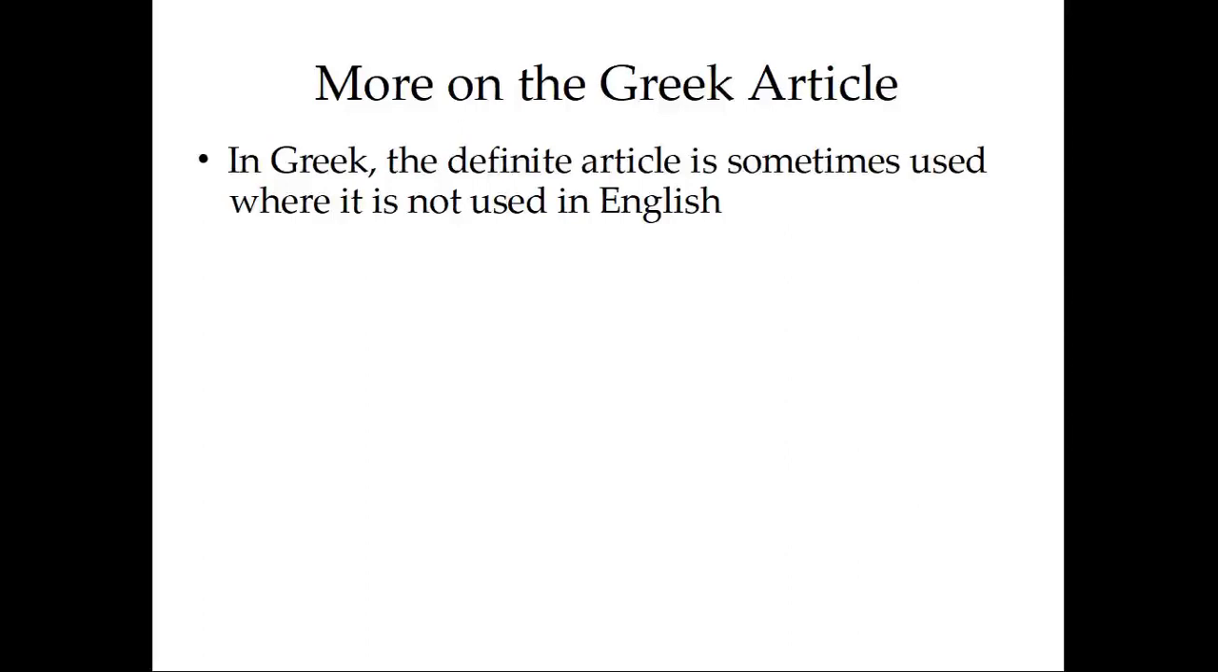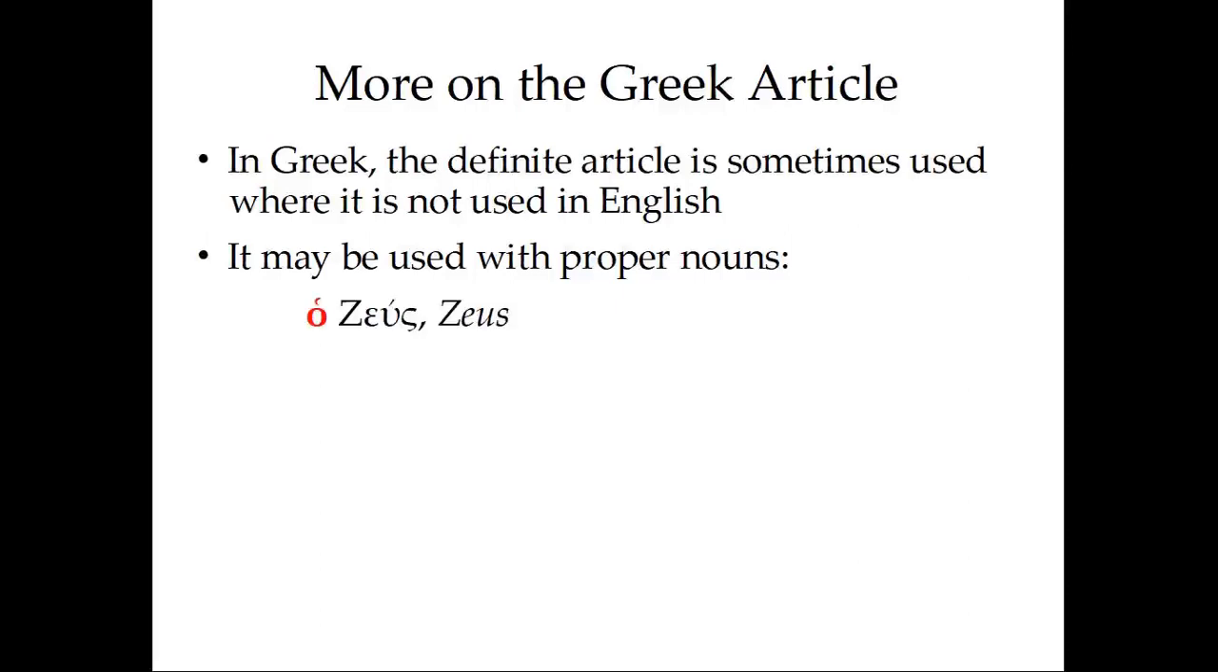More on the Greek article. In Greek, the definite article is sometimes used where it is not used in English. It's just used differently. It may be used with proper nouns. An example of this would be Zeus, for instance. We don't say "the Zeus," but the Greeks often did. Ho Zeus, we would just translate as Zeus. We would never translate it as "the Zeus." This is different than "the god Zeus." It's just ho Zeus, Zeus.